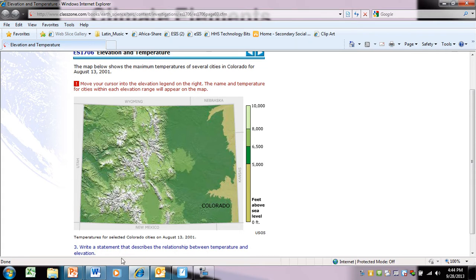The question down here says, write a statement that describes the relationship between temperature and elevation. So what would you think about this map and helping you answer this question? Based on what I saw, I would say, as I increase my elevation, the temperature drops.